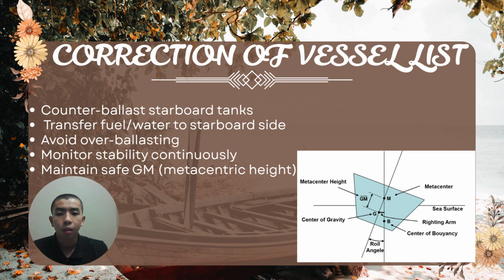For this slide, I will talk about the correction of vessel list. If the vessel is listing, we must correct its balance. We perform counterballasting on the opposite side tanks and transfer fuel or water to stabilize the ship. We must avoid overballasting as it can affect stability. And last but not least, we continually monitor the vessel and ensure that the GM or metacentric height remains within a safe range.